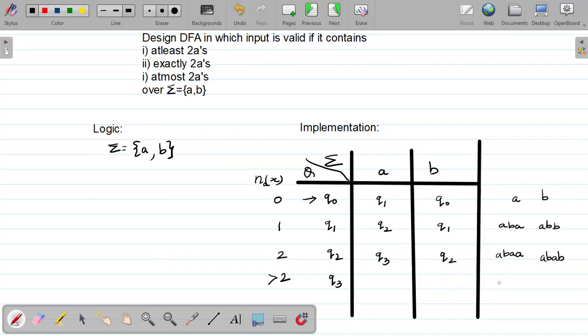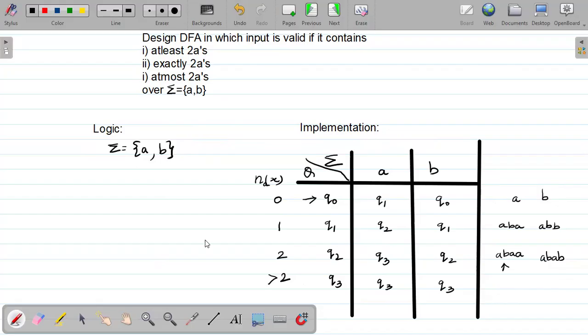Now we have a string where the number of a's is greater than 2, so we are in Q3. Another a comes in, and we stay in the same state Q3. With 3 a's, if b comes in, we still stay in Q3. Once we make this table, it will help us take care of all three questions mentioned here.